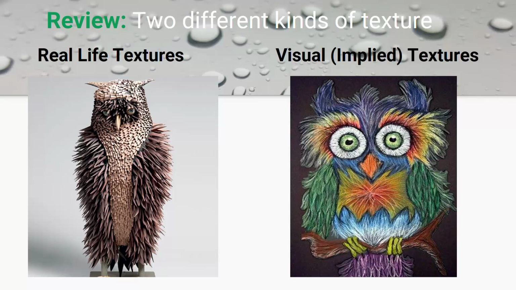The other kind of texture is the texture we're going to be using today, and that's called visual texture, sometimes called implied texture. That's the kind of texture you use all your art materials to make: rough, smooth, bumpy, furry, to make things look like they actually have texture. So we'll be using visual texture today to create our texture teddies.